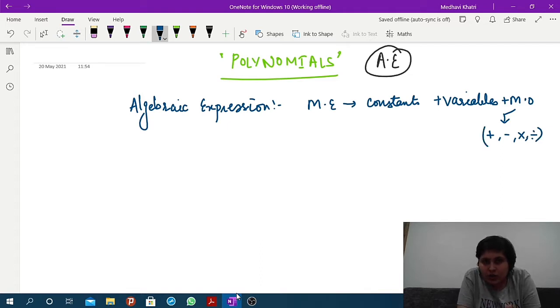So what did I tell you? An algebraic expression is a mathematical expression which has some constants, some variables as well as some mathematical operations in it. Okay. So I'm writing an expression. You tell me whether it is an algebraic expression or not. Okay. So we'll be checking it with the definition of algebraic expression. So I'm writing here an example, let's suppose 5x plus 2. So you tell me whether it is an algebraic expression or not. Okay. So yeah, I'm waiting.